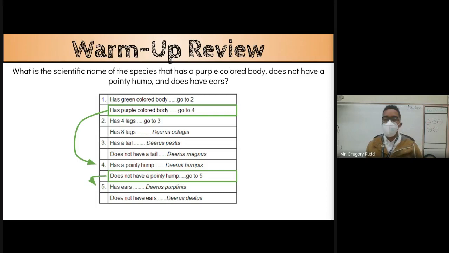What are we given? Yeah, it does have ears, right? So that's this species. Now this is just a made up species. This is not real, obviously. We don't have any purple colored deer. But this is how these dichotomous keys work. So you're just going to jump from one statement to the next until you actually end up finding the correct scientific name, which in this case is Deerus perplenus.